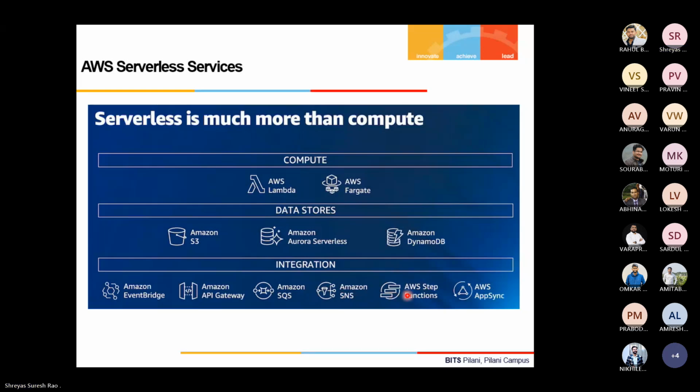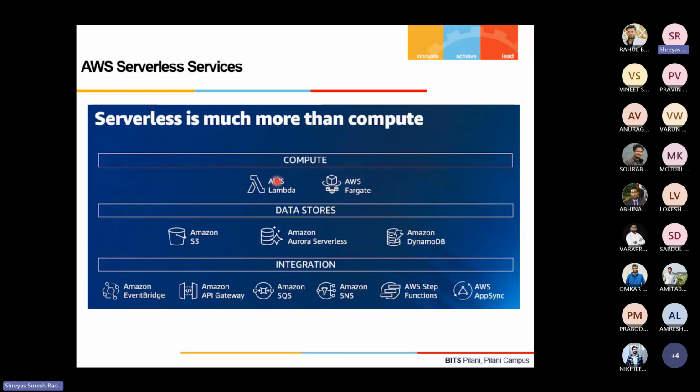AWS Step Functions, especially in microservices applications, where distributed transactions are a challenge, or I can say very complex. One of the ways in which we can handle distributed transactions in microservices is using AWS Step Functions, which is a serverless component. Then AWS AppSync, and even EventBridge. It is not that this is comprehensive. Every few months new serverless components are added. The only thing to remember is that they are managed end to end.